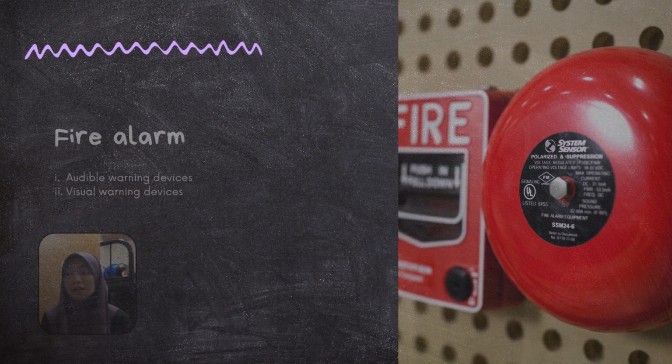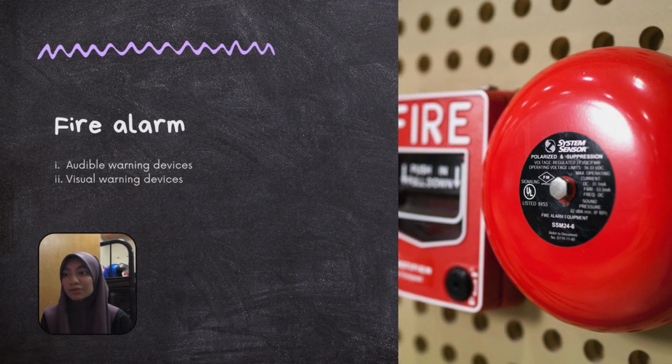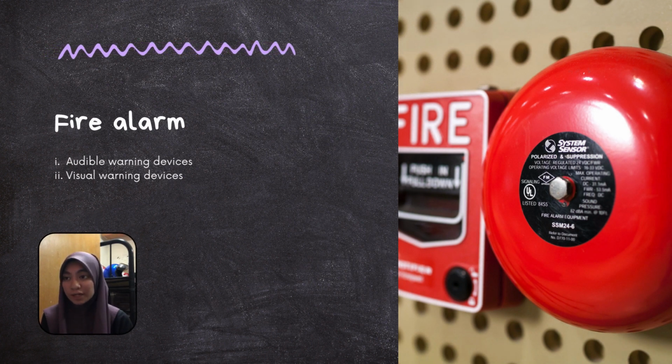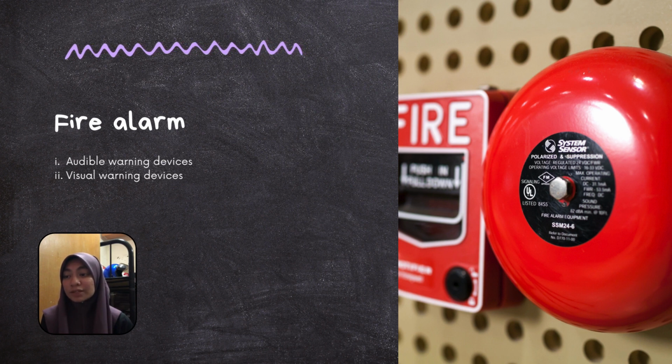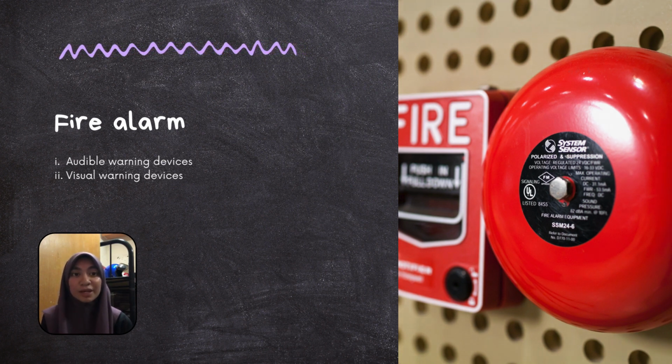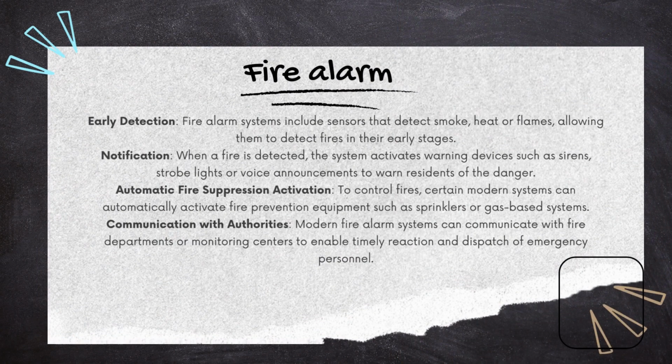So this is fire alarm. They have two types. Firstly is audible warning device. It means we can hear the sounds of alarm when the sensor is detected. And number two is visual warning device. It means we can see the placement of fire alarm.